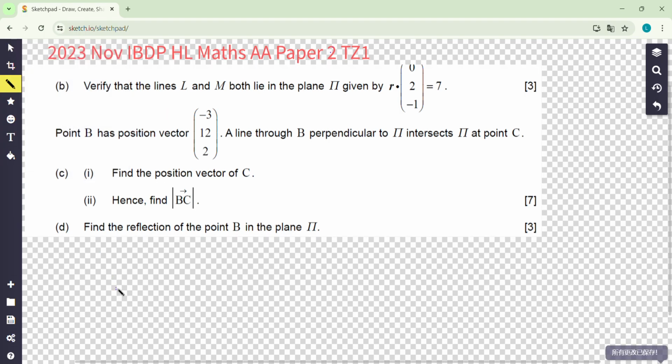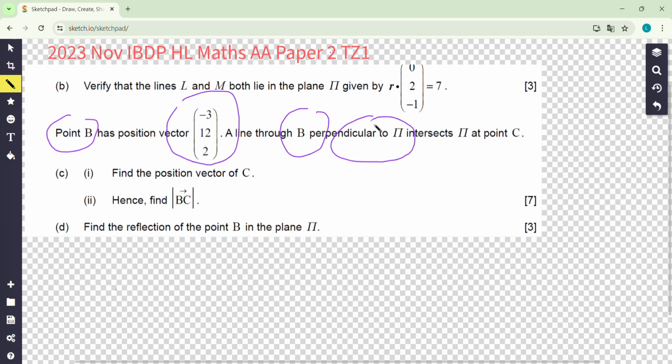Okay, we go to part C and part D. Part C, we said that upon B, and then a line through B perpendicular to the plane intersect the plane at a point C. So find the position vector of the intersection point.